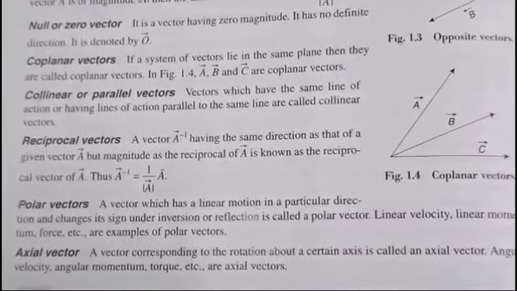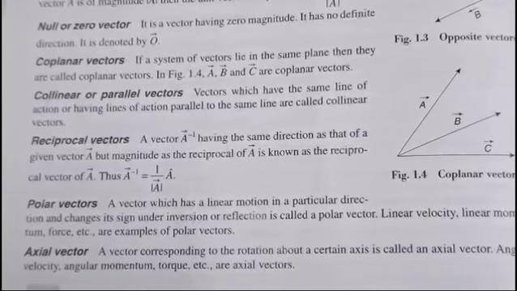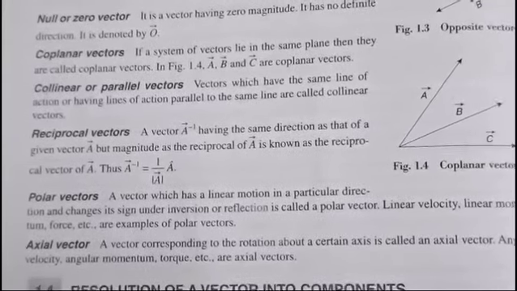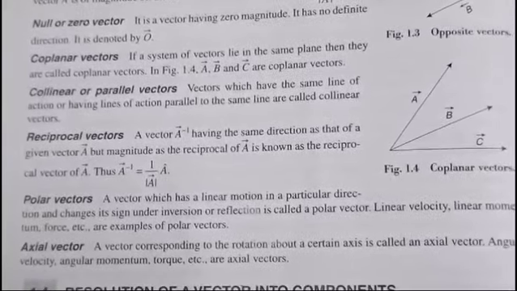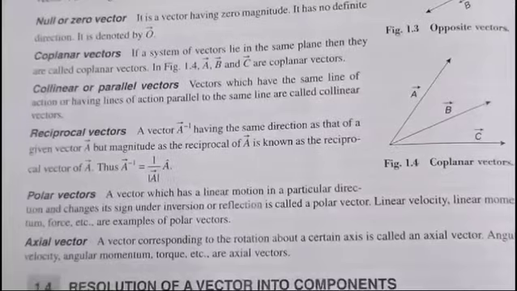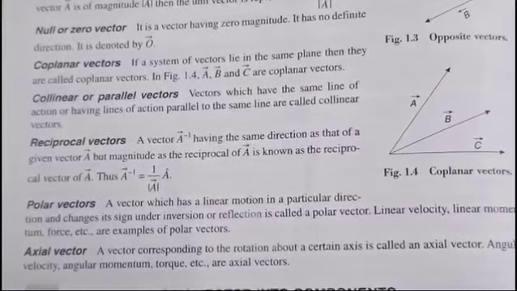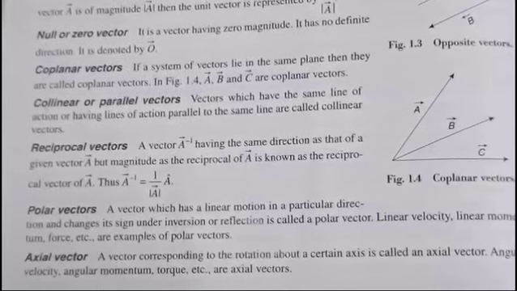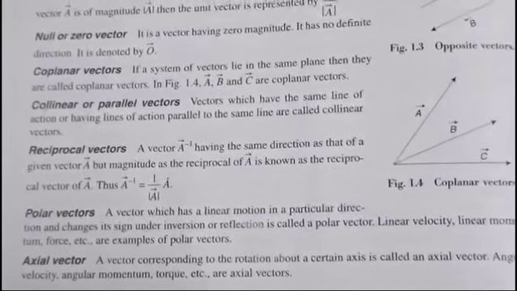Vectors which have the same line of action, or having lines of action parallel to the same line, are called collinear vectors. Next is reciprocal vectors. A vector A inverse having the same direction as that of a given vector A but magnitude as the reciprocal of A vector is known as reciprocal vector of A. Thus, A inverse equals 1 by mod of A into A cap.